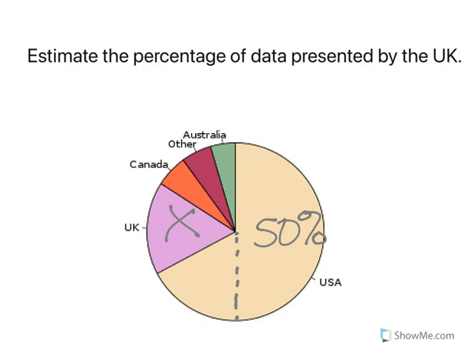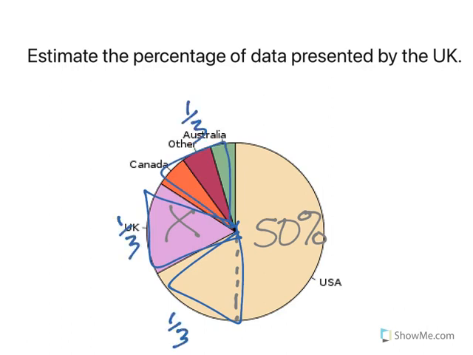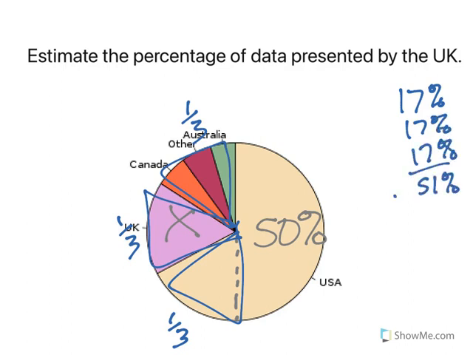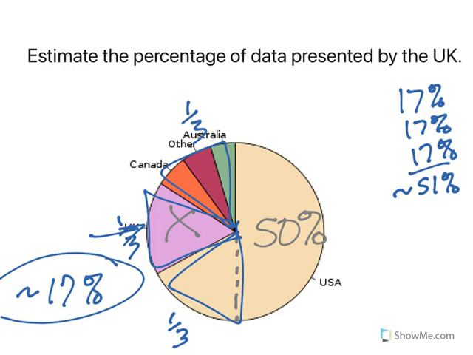It looks like each one of these pies is about a third of 50, right? So if we think about taking 50% and divvying it up, it would be approximately 17%. Approximately, right? That's right there, like 51%. So we're estimating. So I would say the UK is approximately 17% of this particular data piece.